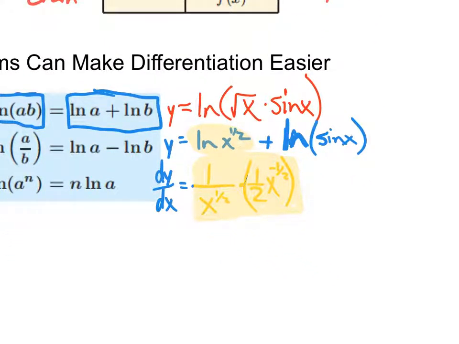So I just took the derivative of the first half. For a natural log, it's 1 over whatever you're taking the natural log of, the argument. It's 1 over the argument times the derivative of that argument. So 1 over x to the 1/2 times the derivative of x to the 1/2.